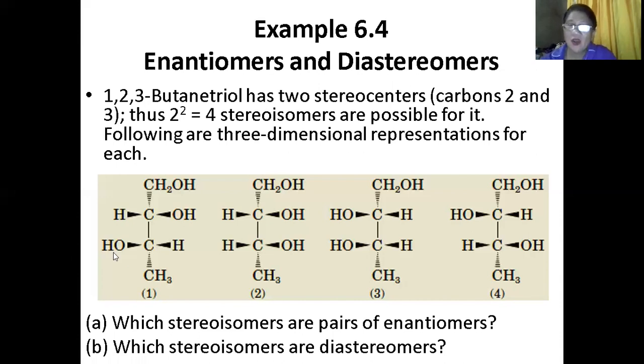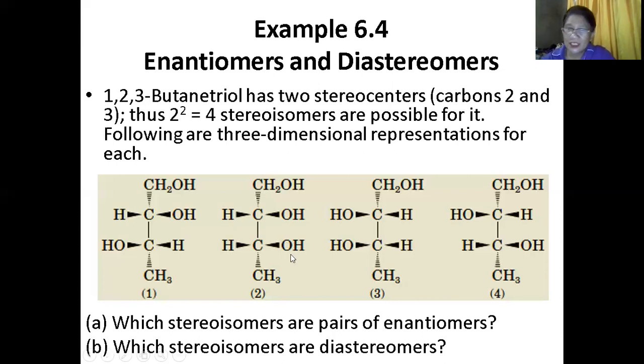Now, the OH here, you see that for 1 and 2, they are not mirror images. The mirror image would have the OH and HO the other way around. So it's not a mirror image. The 1 and 2 is not a mirror image. They are diastereomers. Why?